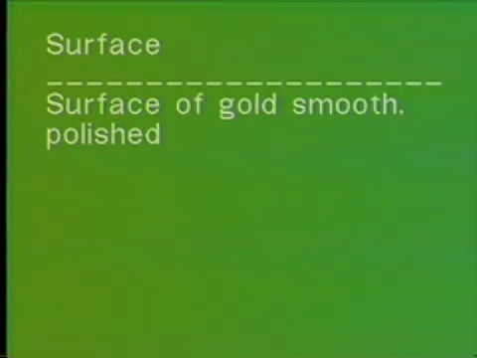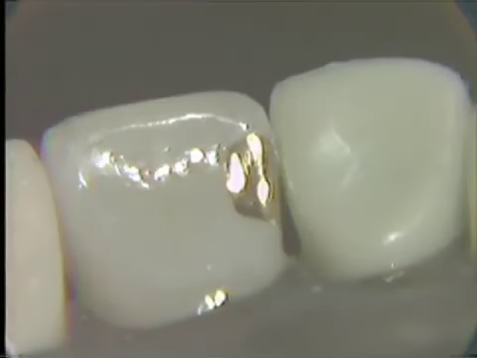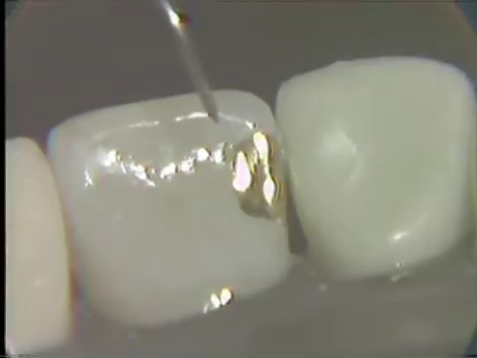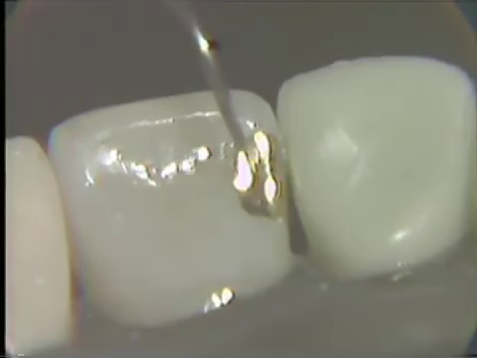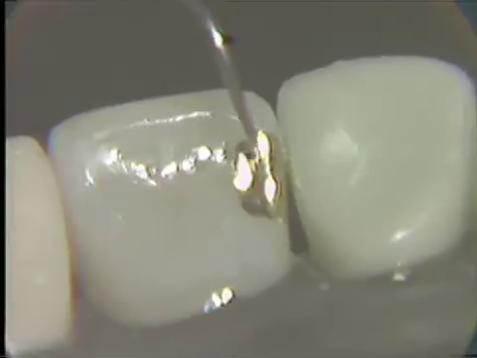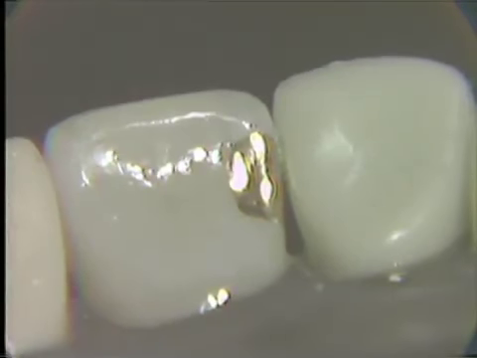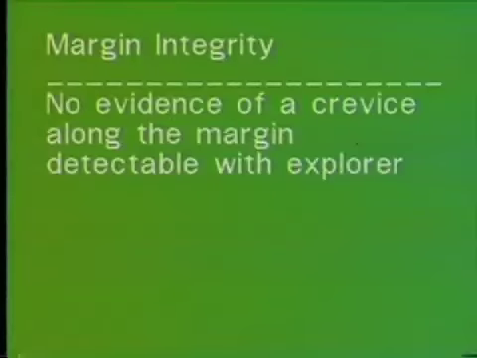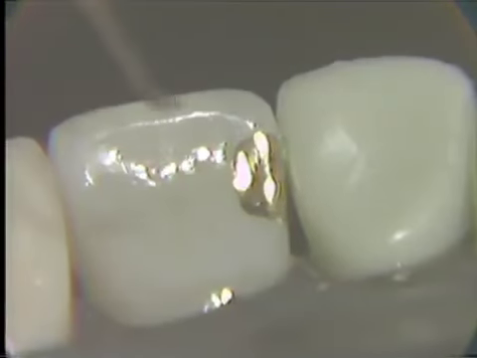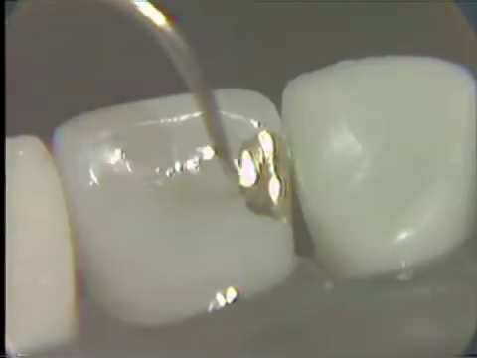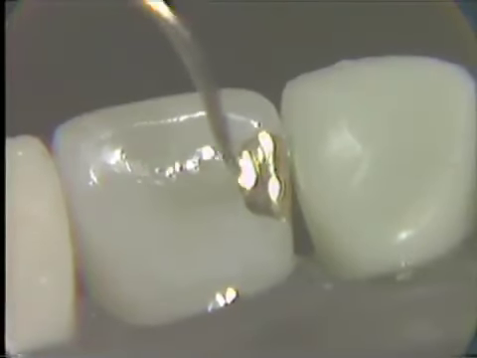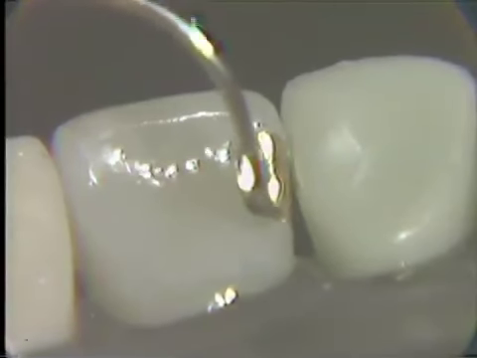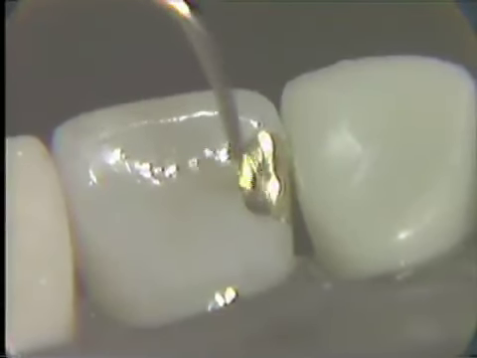First of all, again, the surface of the restoration ought to be smooth and well polished, and as we see the restoration, that surface is indeed a smooth, glossy surface. It's going to be non-irritating as far as the tongue is concerned, and will be well received by the oral tissues. The margin integrity: there should be no evidence, of course, of a crevice along the margin that's detectable with the explorer. And as we move from the restoration to tooth, in all the margin areas, we find that there is no detection of the margin itself.